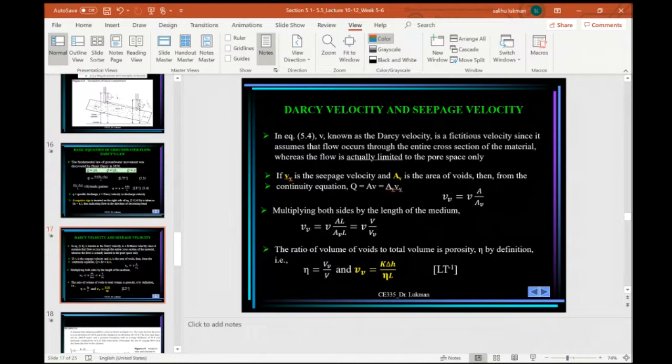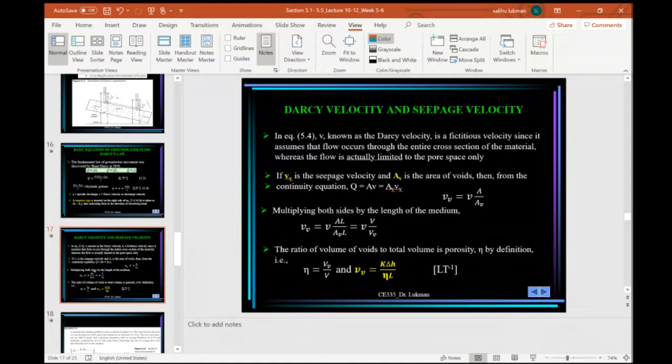Okay, now multiplying both sides of the equation by L. Here we have area, the cross-section area times length, which gives volume. The cross-section area of the voids times L gives the volume of the voids. And what is porosity? Porosity is simply the ratio of the volume of voids to the total volume.